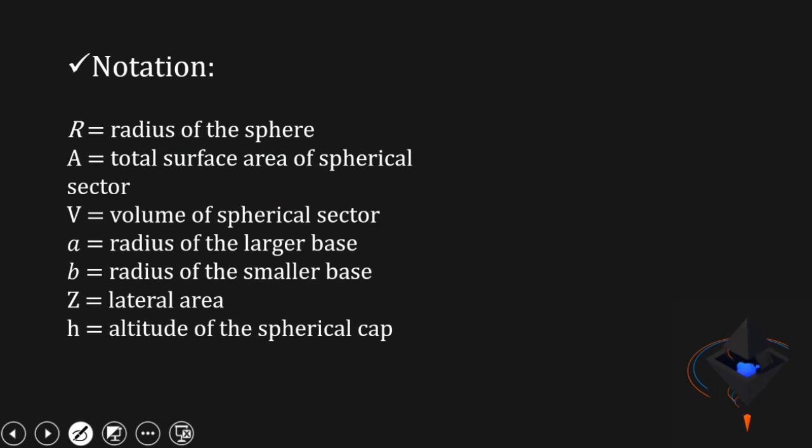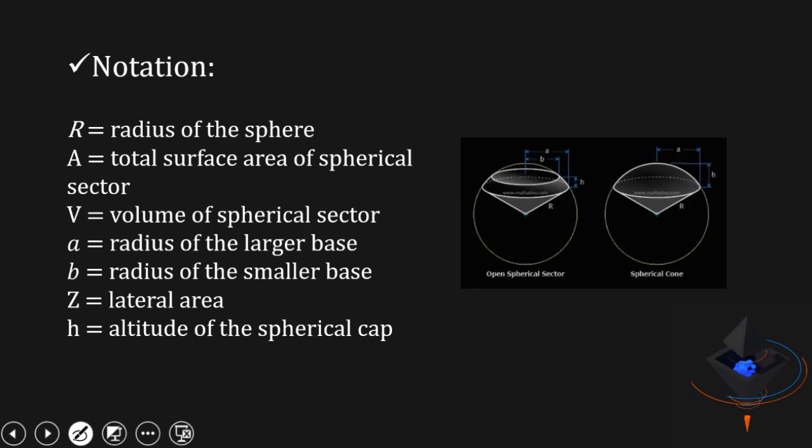Notations. R, the capital R, is for the radius of the sphere, A for the total surface area of the spherical sector, V for the volume of the spherical sector, a for the radius of the larger base, b for the radius of the smaller base, Z the lateral area, and H for the altitude of the spherical cap.